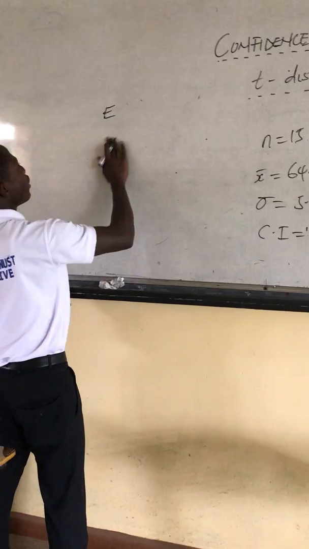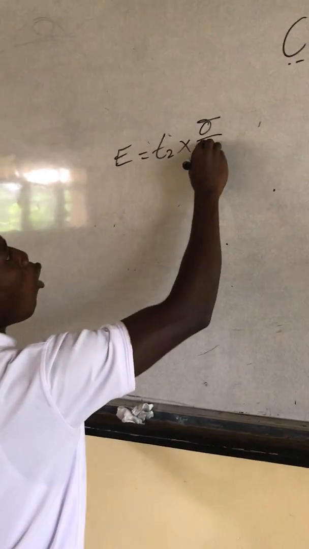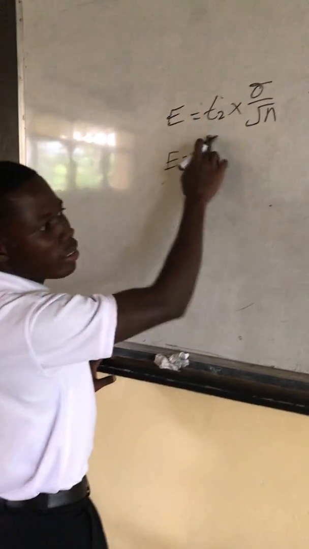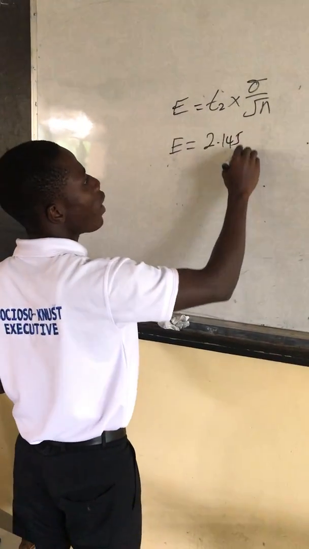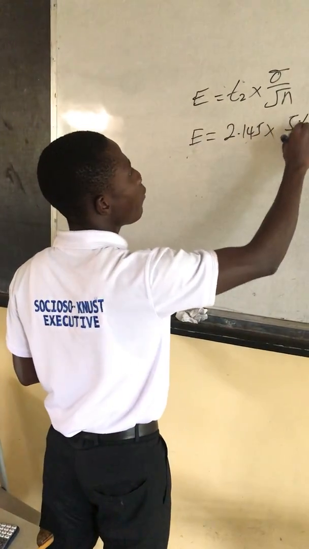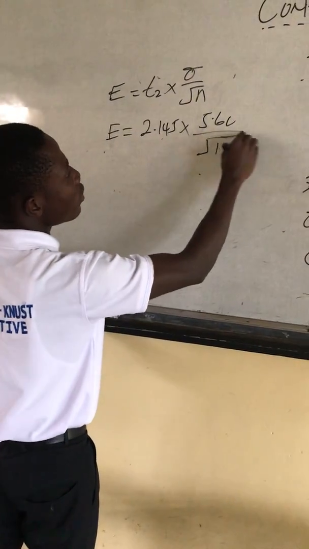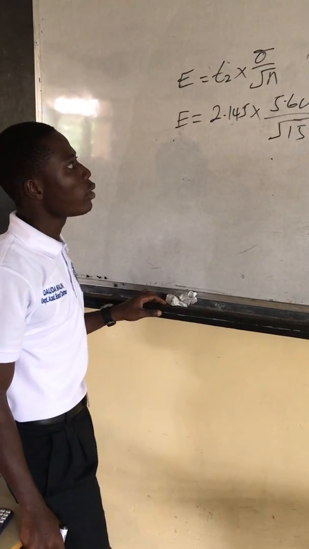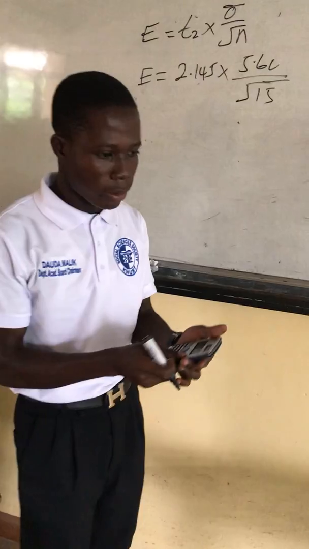With the margin of error, our E is equal to T of C times standard deviation over root of n. Our E, that's margin of error, is equal to the T of C, which was 2.145, times the standard deviation in the question, which was 5.60, over root of n. Our n was 15. Then we use our calculator to find the answers.